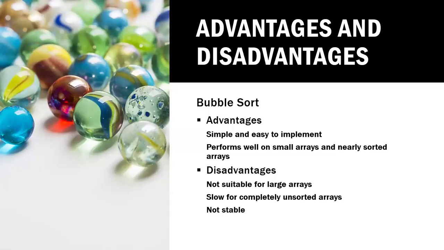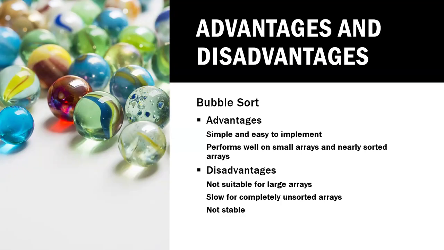It's the fastest, it's easiest. It works well on small arrays and arrays that are nearly sorted. If you have an array of 50,000 slots, it's going to take forever for the bubble sort to get through it, but it will work. It will get through it, but it will just take a long time. And sometimes that's okay, right?